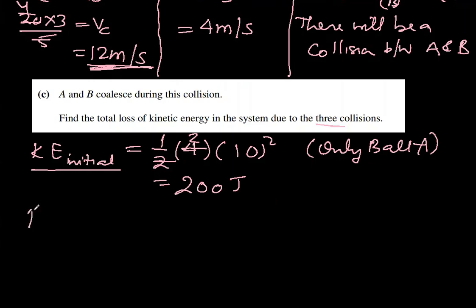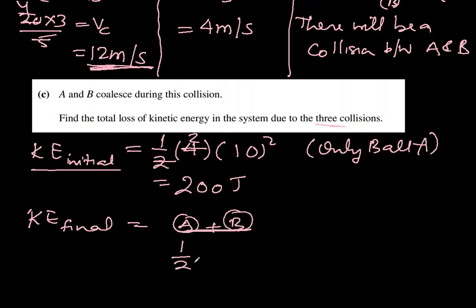But kinetic energy final, what happened? Let's say for A, what was the kinetic energy for A? It was coalesced with B, so both of them became one body. So it will be half mv squared. I hope you understand that kinetic energy is half mv squared. This is what I use here. Here I will write what is the total mass of A and B, 4 plus 2. What is their speed after collision? We don't know. So let's find that speed first and then we'll come back here.